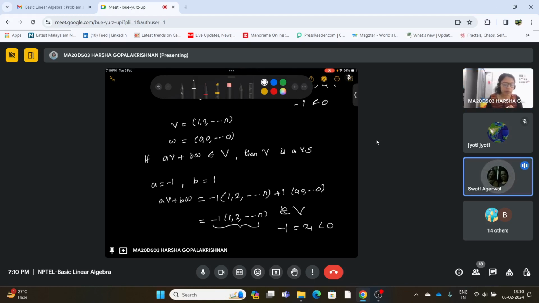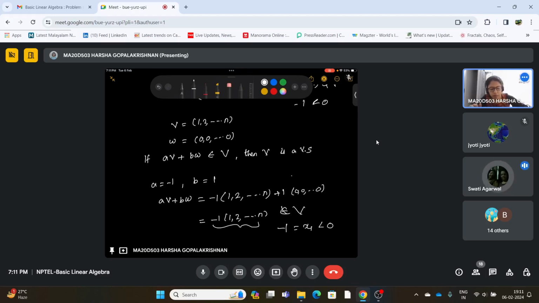Does this mean that we have found scalar values a and b which do not satisfy the condition? Yes, we found two vectors V and W and two values a and b such that the linear combination does not belong to V. So we conclude that it is not a vector space.